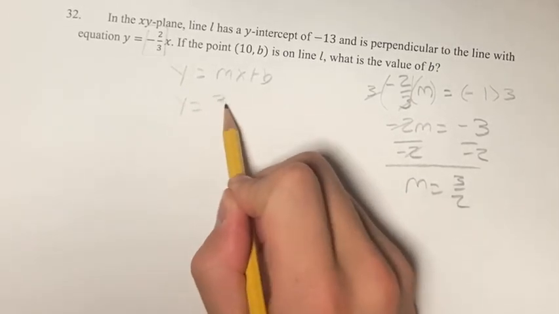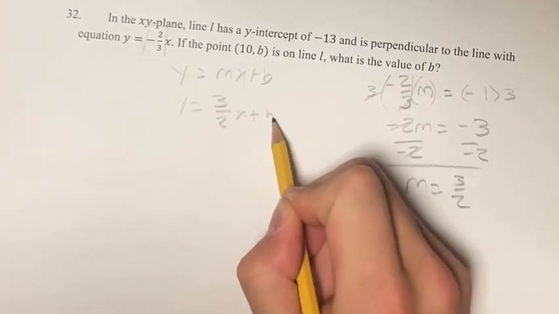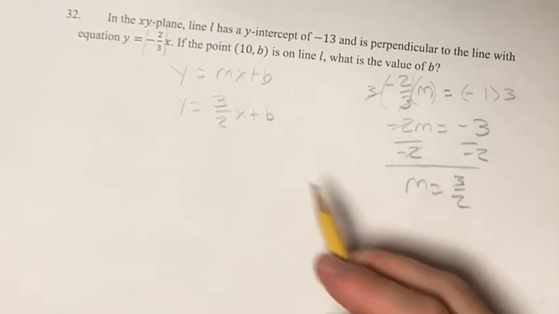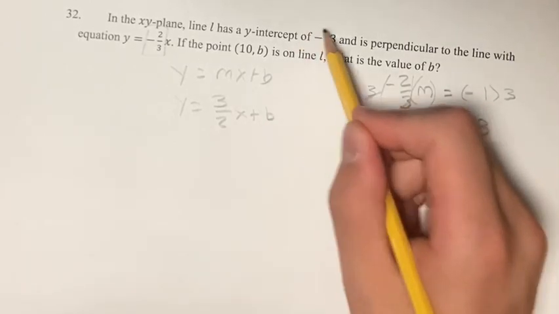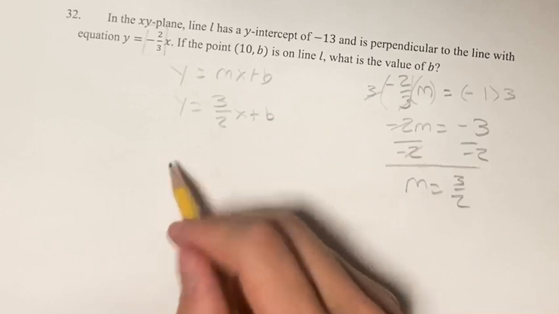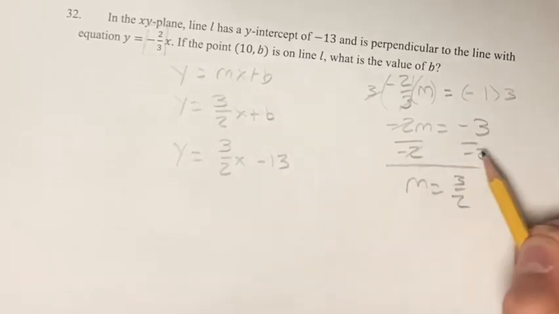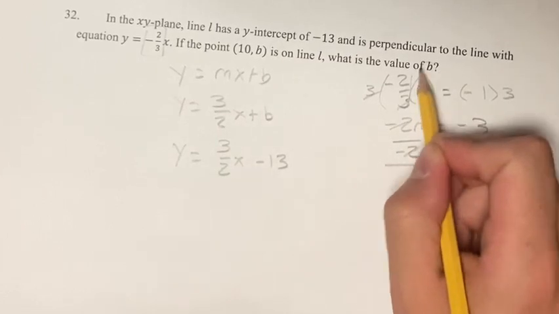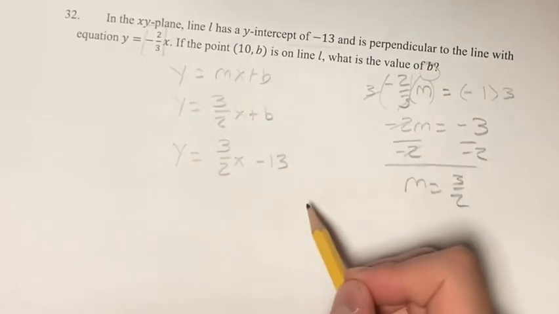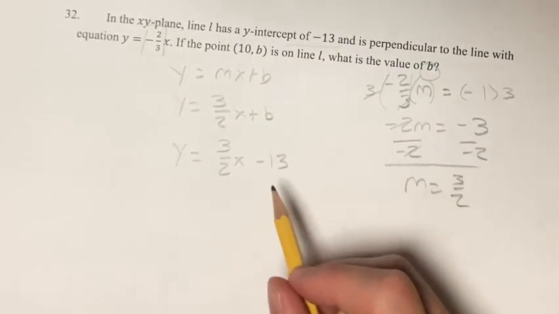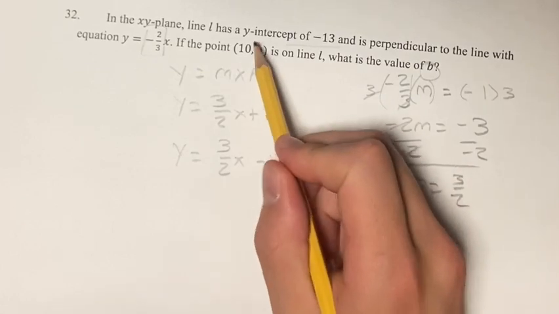So you have y is equal to 3/2 x plus b, and then we're told that the y-intercept is -13, so you can just plug that right in for b. So we have y is equal to 3/2 x minus 13. Again, this is a different b from what we're actually solving for. This is the y-intercept. And now we are looking for the value of y when x is 10.